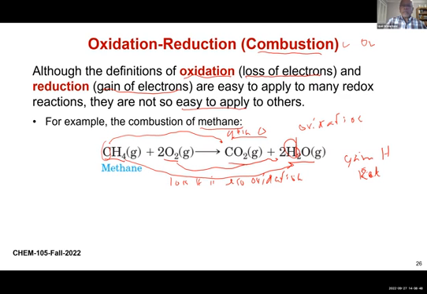Loss of hydrogen is oxidation, gain of hydrogen is reduction.